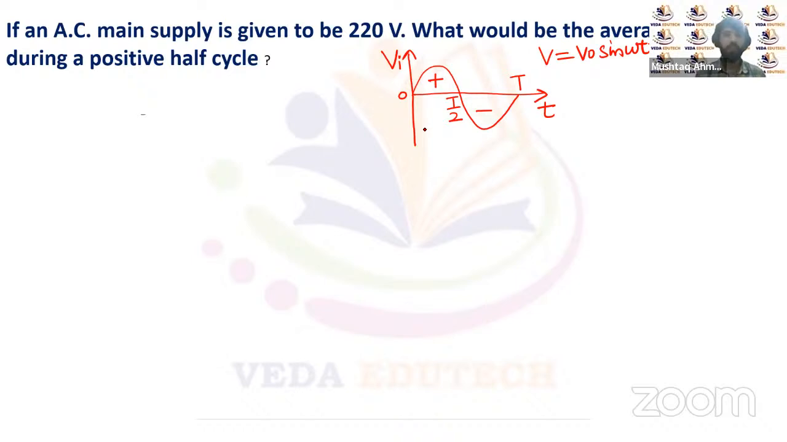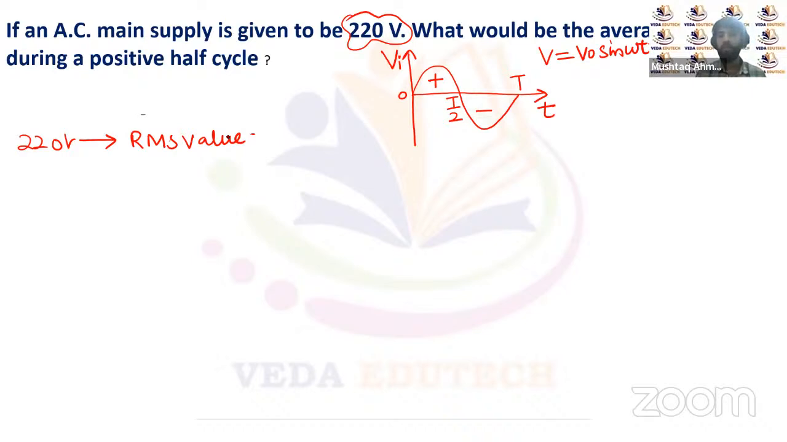The question is that if an AC main supply is given to be 220 volts. Whenever we say that 220 volt is the AC main supply, this 220 volt is actually the RMS value. We know that AC always has a variable voltage at different times, so the voltage changes at each and every instant. So whenever we talk about this fixed voltage, it is actually the RMS value of the AC supply.